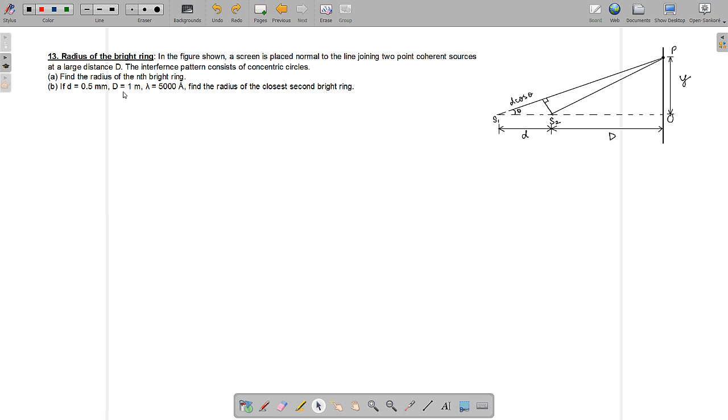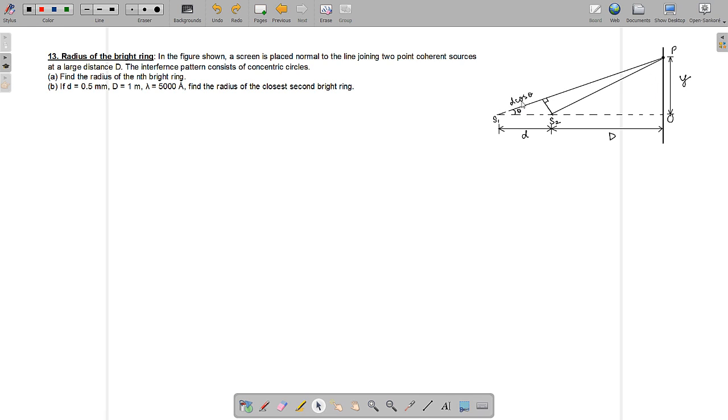In the second part, we are given some values: the distance between the two sources is small d, the distance to the screen is capital D, and the wavelength is lambda. We have to find out the radius of the second closest bright ring. Right. So let's first analyze the situation.